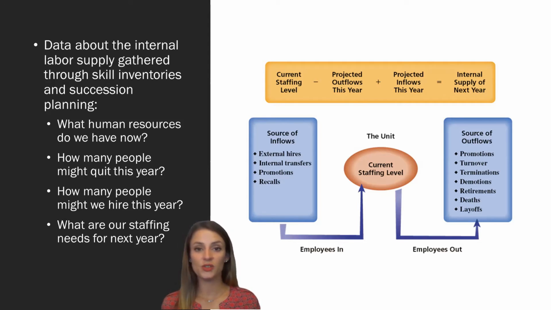This image shows some of the ways that we might bring in employees and some of the ways that employees are moved out of a position. Moving employees in through things like external hires, internal transfers, promotions, and the recalling of laid off employees. Employees might be moved out of positions through promotions, terminations, retirement, being laid off. It's important for us to pay attention to the inflows and the outflows so we can understand where and how and why employees are moving around within our organization.